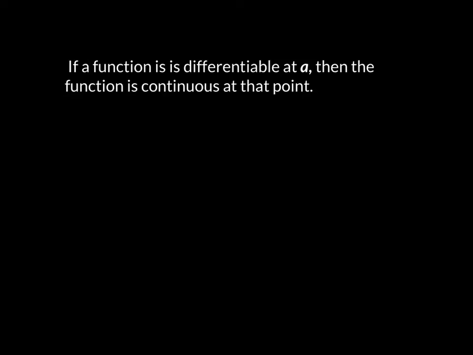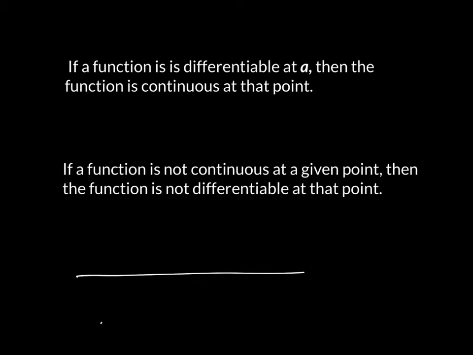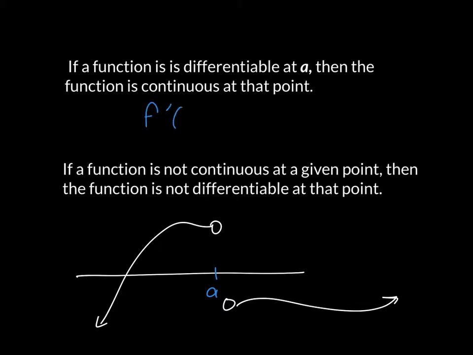So we'll go ahead and start with one of our theorems about continuity. If a function is differentiable at a given point, then it is continuous. Now, the alternate of that is also true. So if at any point in time you have a discontinuity in your graph at a given value of a, then f prime of x is not differentiable at a.